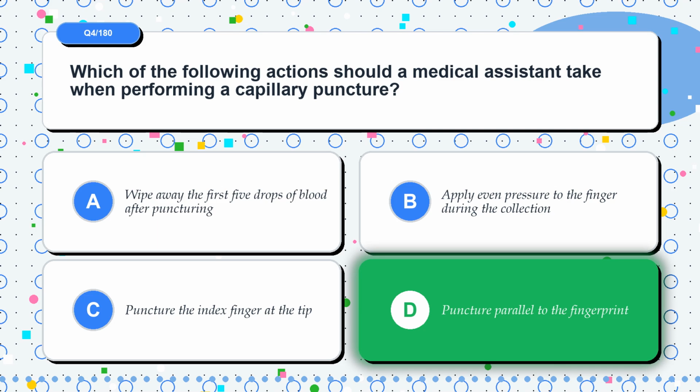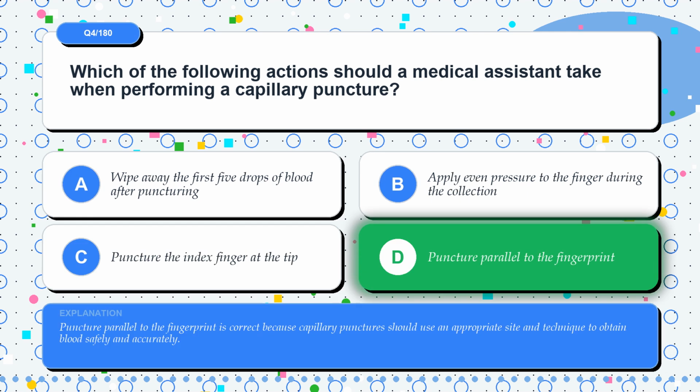The correct answer is option D, puncture parallel to the fingerprint. Puncture parallel to the fingerprint is correct because capillary puncture should use an appropriate site and technique to obtain blood safely and accurately.